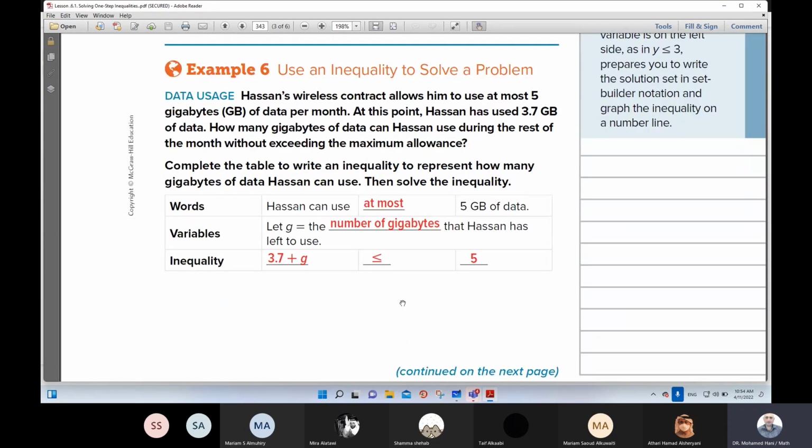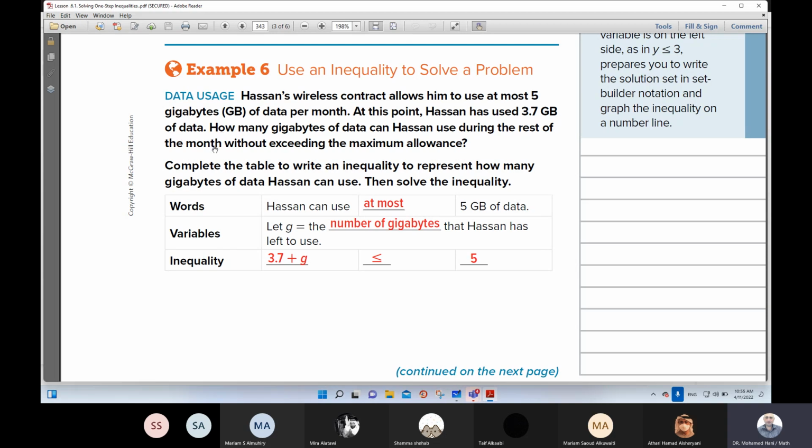How to use an inequality to solve a problem? If we have a word problem, we can write the inequality from the words, and we can solve this inequality. For example, here, Hassan's wireless contract allows him to use at most, so we can write the suitable sign from this word, at most, 5 gigabytes or GB of data per month. At this point, Hassan has used 3.7 GB of data.